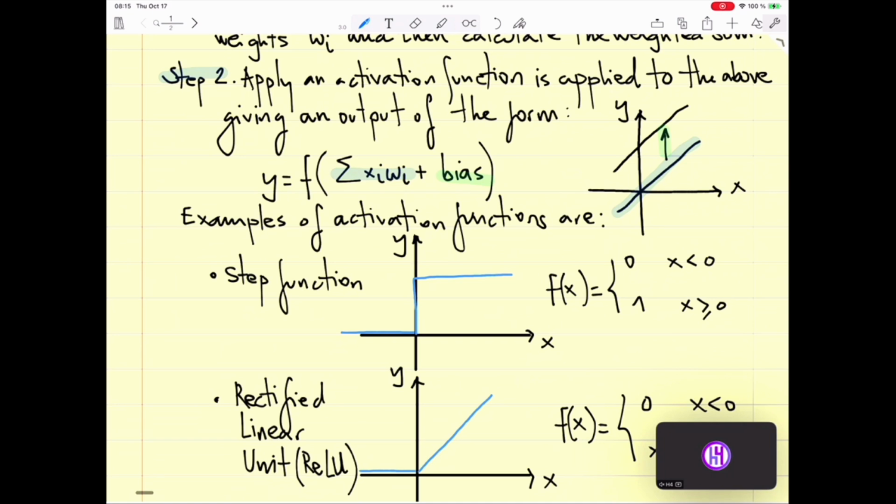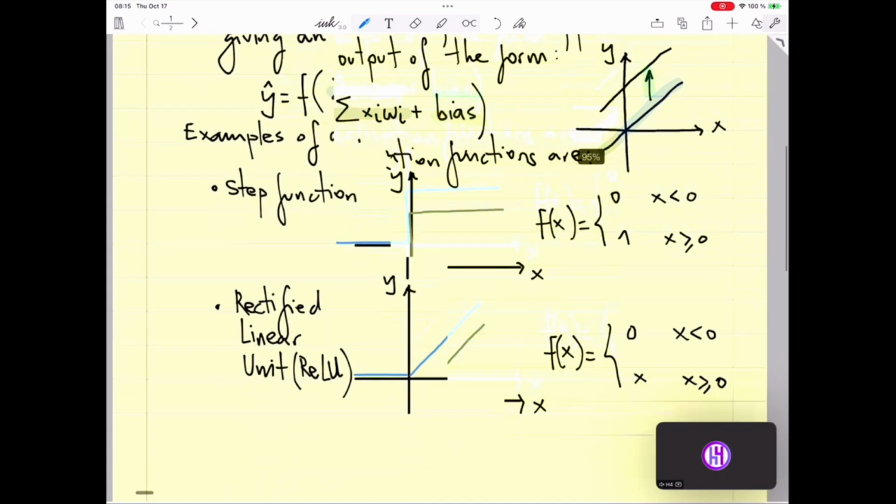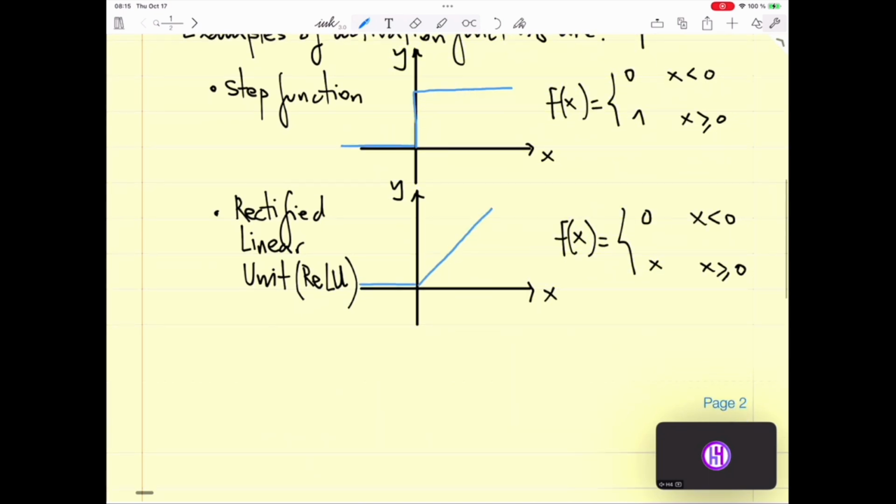I guess we can call this y with hat. So step 3 is about calculating the error.